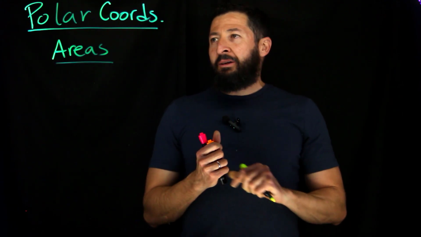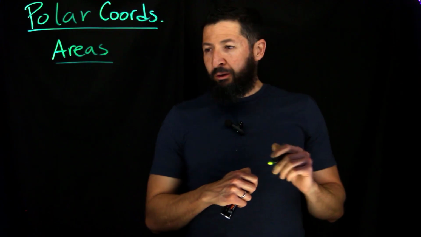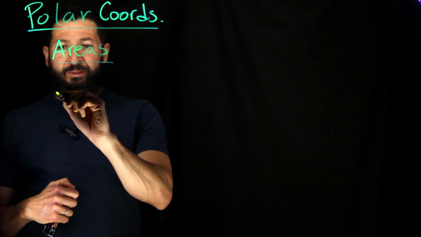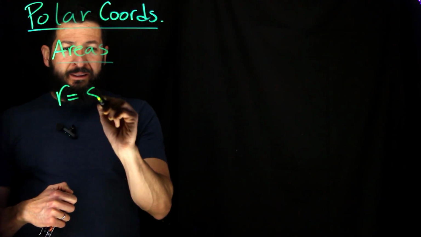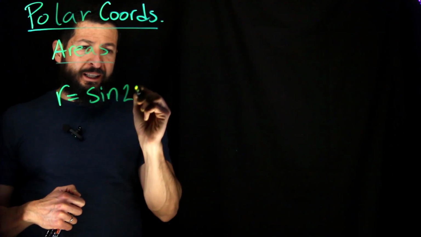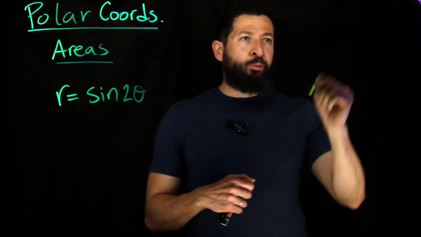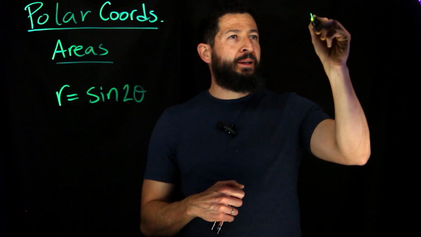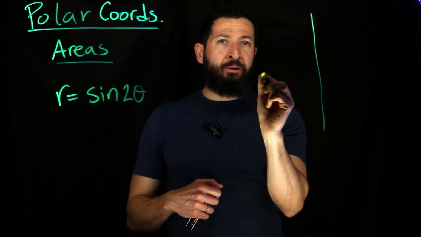All right, so now we're going to look at areas in polar coordinates. Remember from the previous video, we did the graph of the sine of 2 theta, and it turned out to be a beautiful picture of a flower with 4 petals.